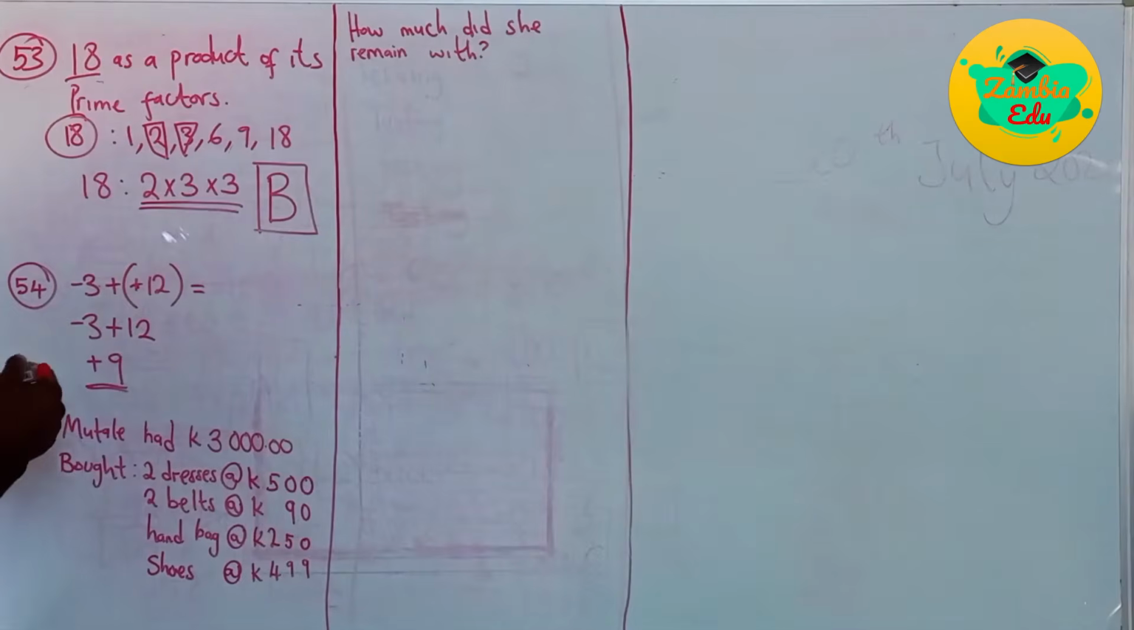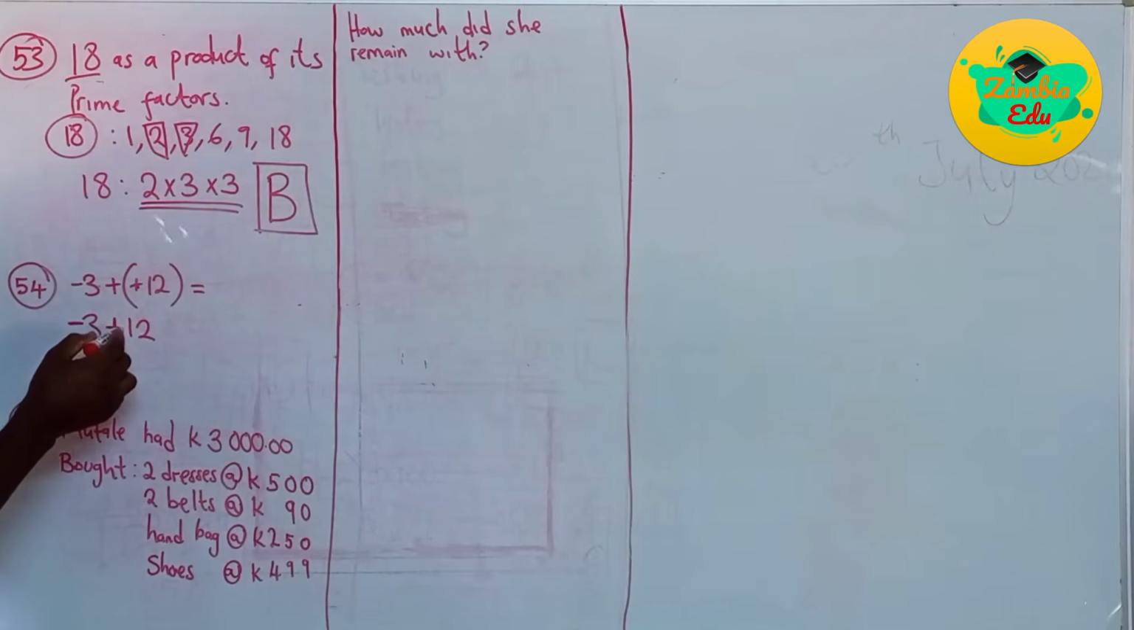So maybe the trick that you can use to help yourself is this. You look at the signs that you have. You have a negative and a positive. For you to know what sign your answer is going to have, a negative and a positive means subtract the values that you have. So you say 12 minus 3 and you get 9. Then which sign do you use? You use the sign of the bigger number.